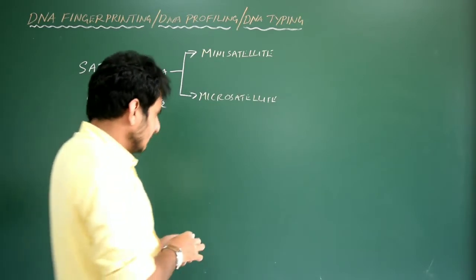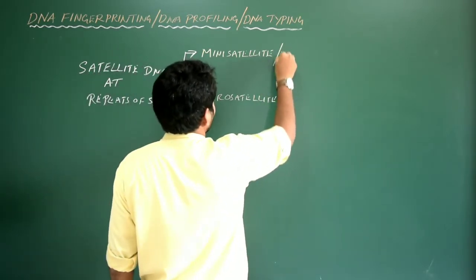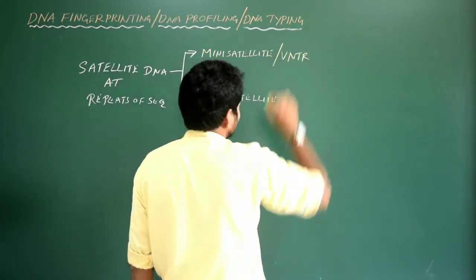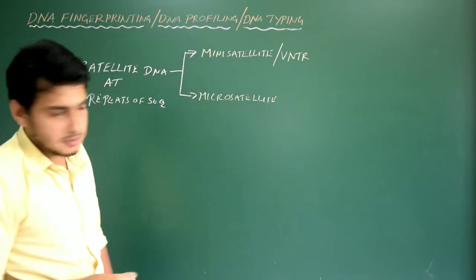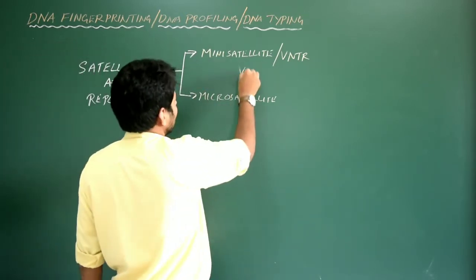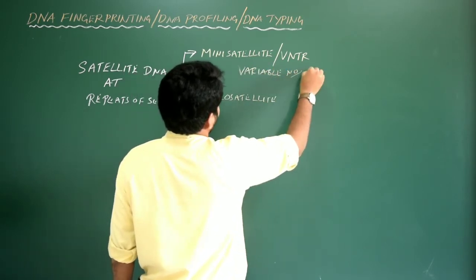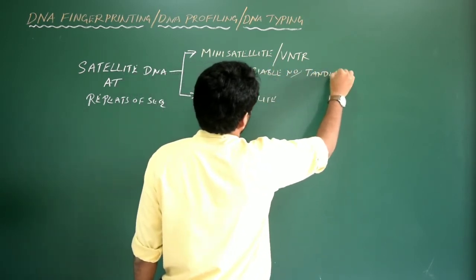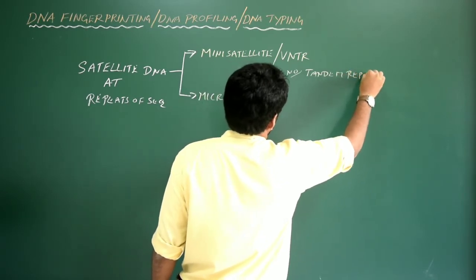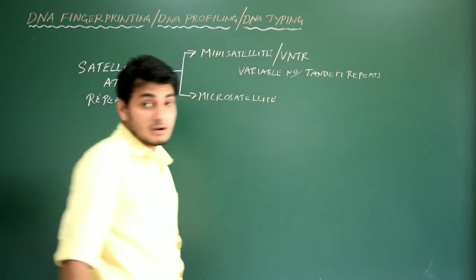This mini satellite is also called VNTR. What is this VNTR? Variable number tandem repeats. Okay, I'll tell you what it is. Variable number tandem repeats. Very important for your NEET.